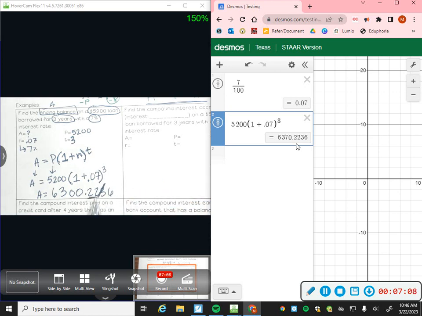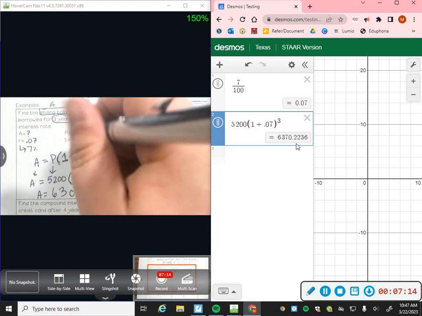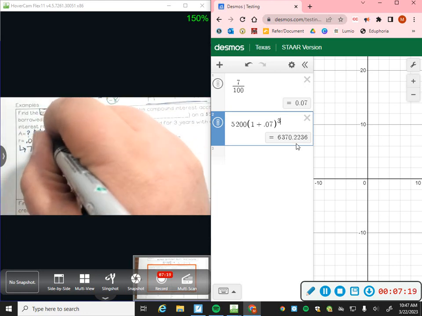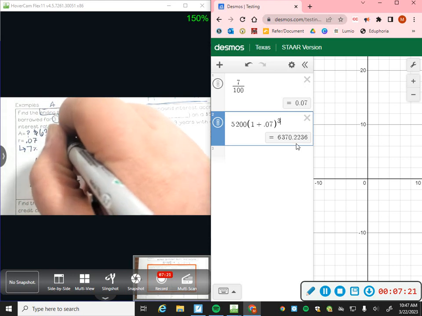Behind the 22 is a 3, so this is closer to being 22 than it is to being 23. So the ending balance is going to be $6,300.22.